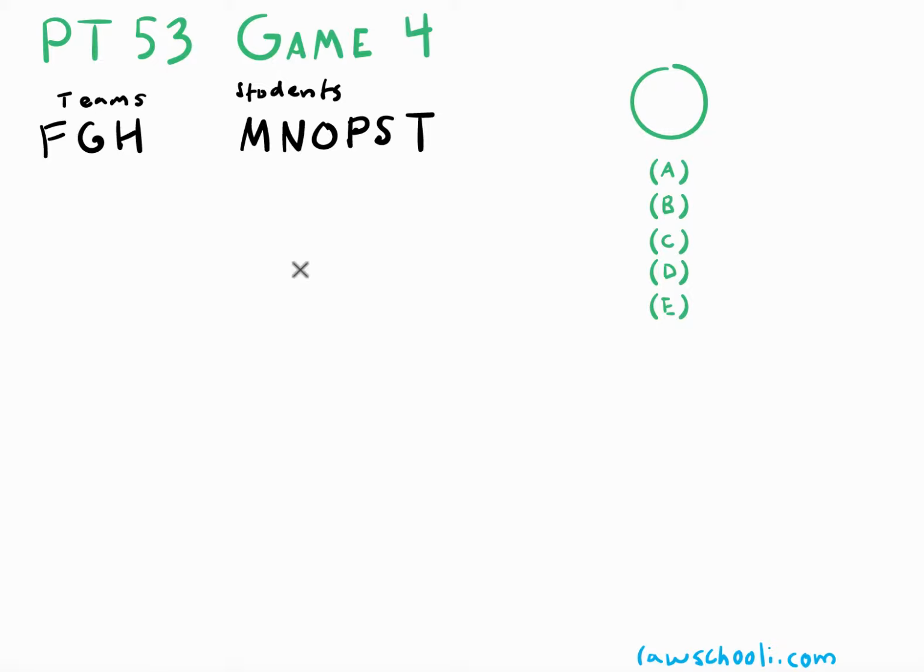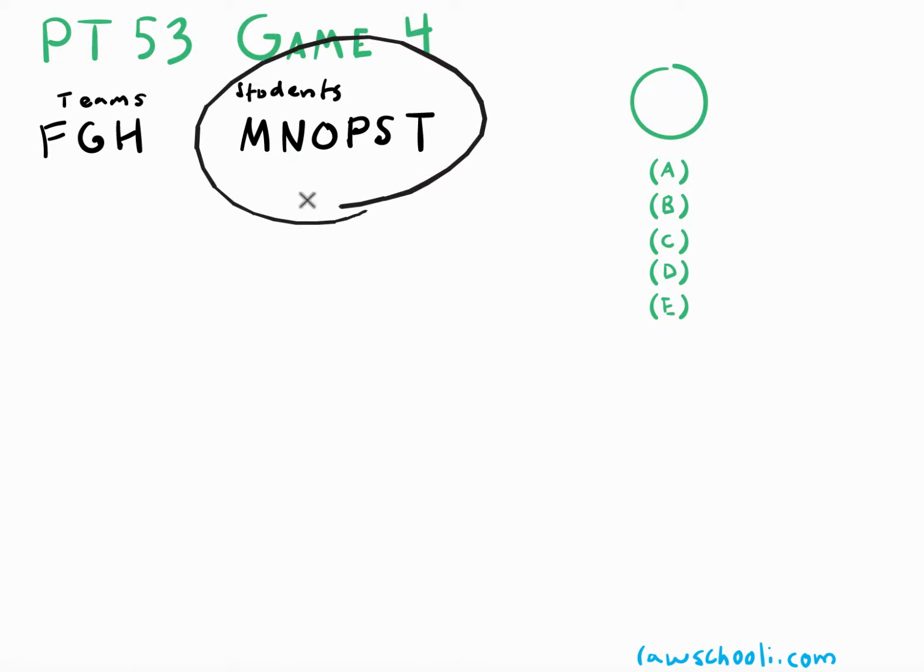This is a slightly tricky one to diagram, so we'll talk about that first and foremost. You're ordering these three teams in three places, first, second, and third. So I've got the teams up here, F, G, and H. They're from different high schools. And then we've got the students, the debaters here, that are going to be on those teams.